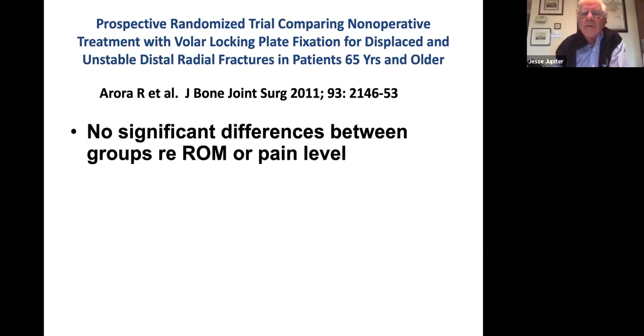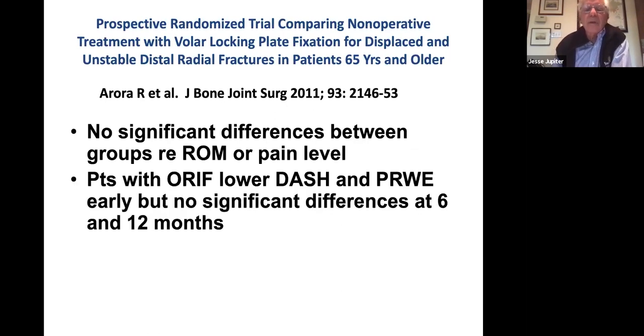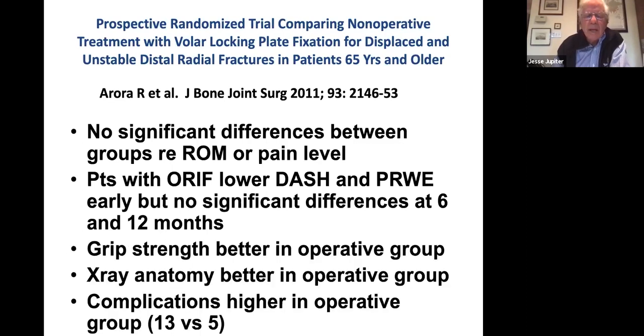Patients were 65 years and older. And remember, this is in Austria, these surgeons are AO trained, do a lot of internal fixation. So if there was any bias, it would be in that. And they found no significant difference, pain or range of motion. Patients had a lower DASH score and wrist and function score early, but no significant difference later on. But the anatomy was better, but the complication rates were higher in the operative treatment.